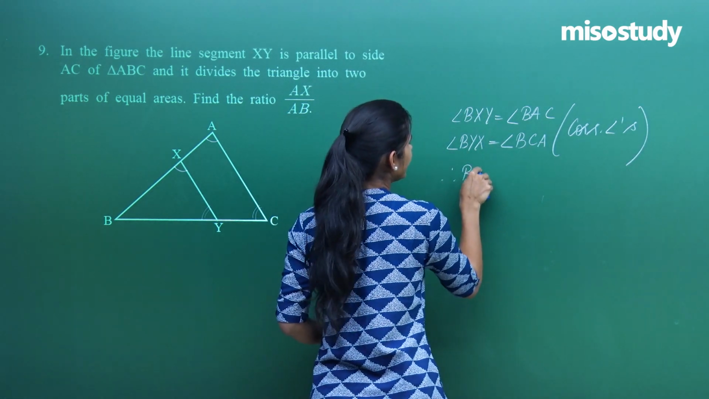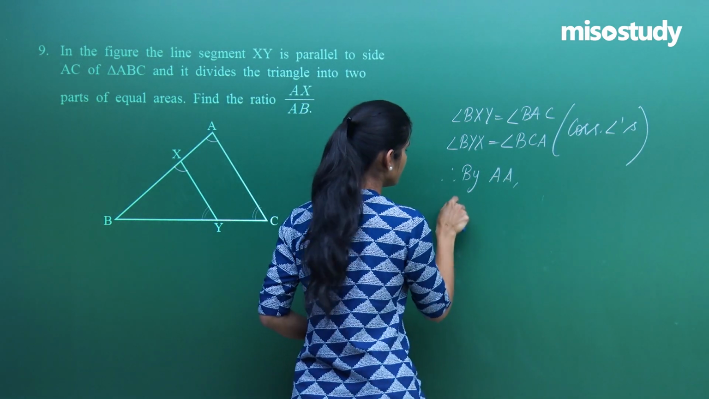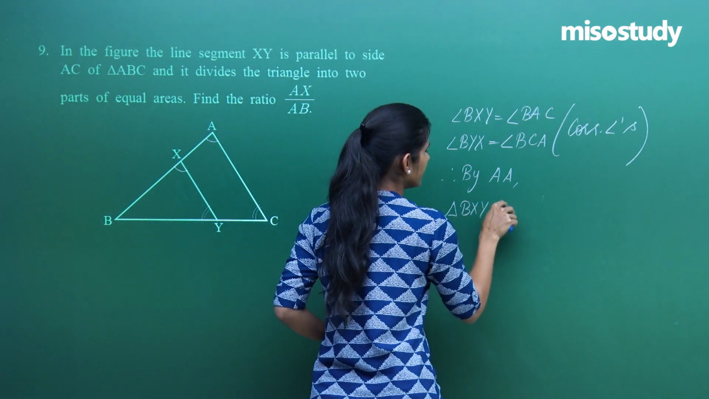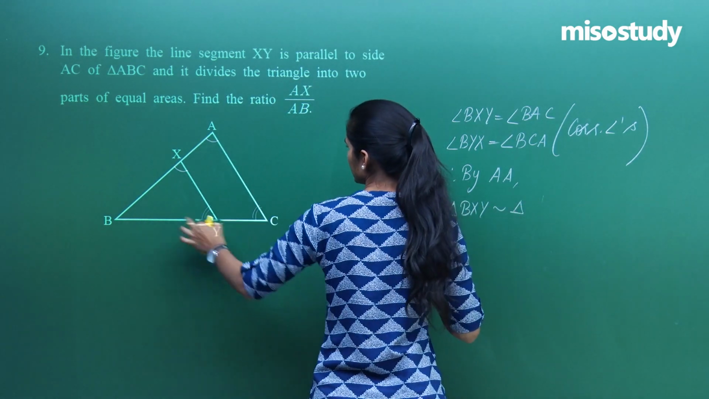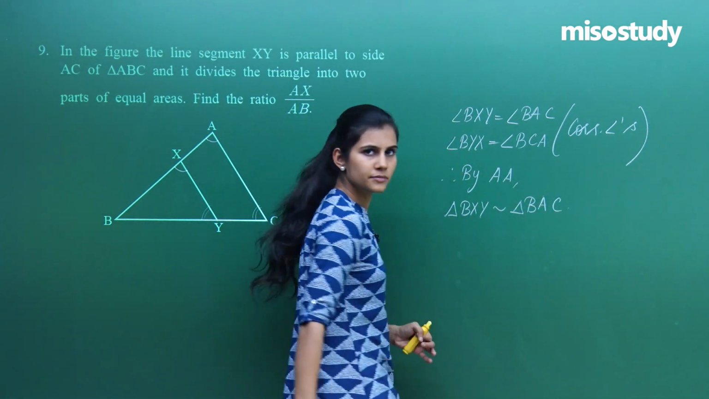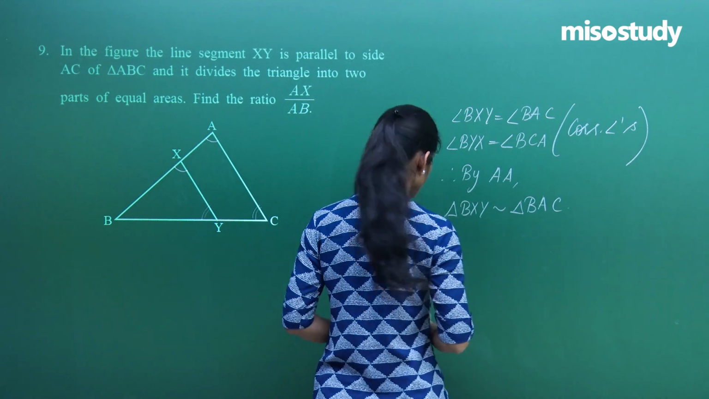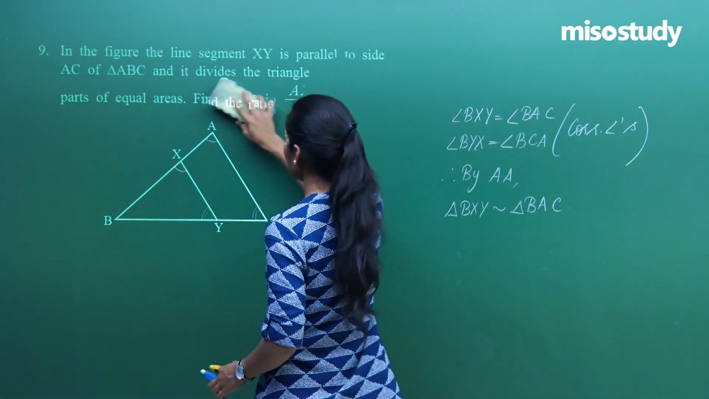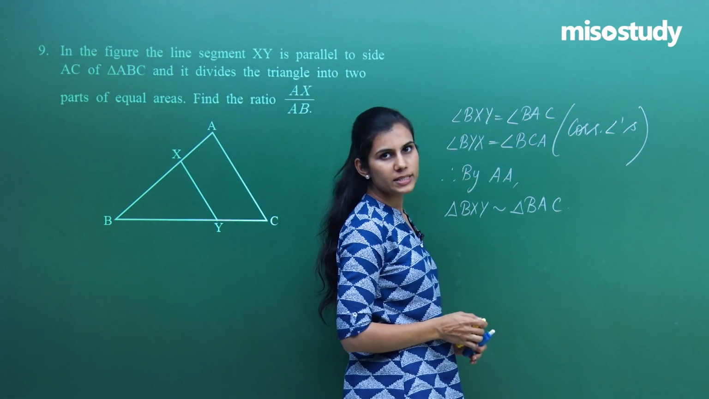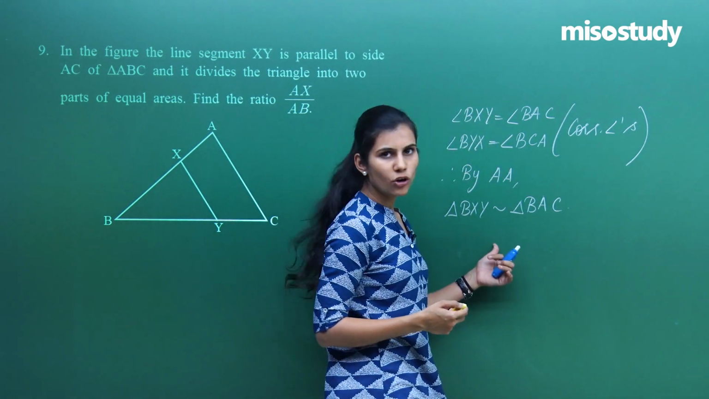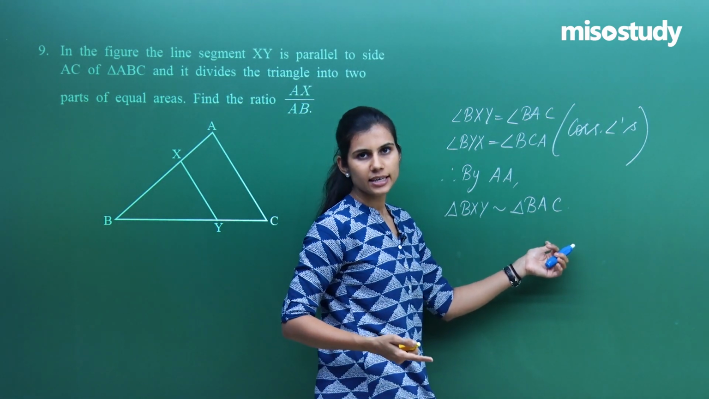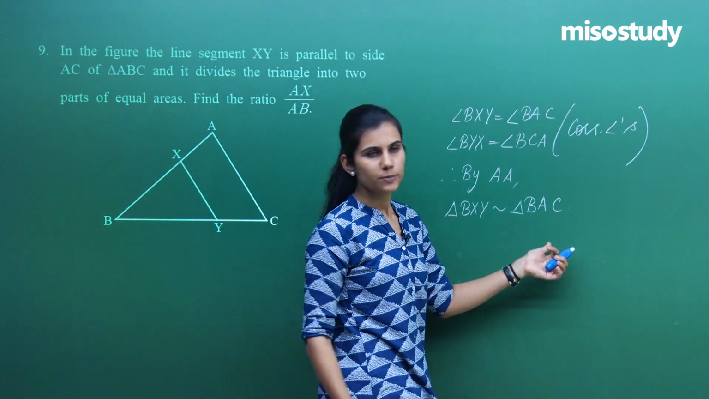Therefore, by AA similarity criteria, triangle BXY is similar to triangle BAC. The smaller one is similar to the bigger one. Okay? And so what is going to happen? Their corresponding angles will be equal and corresponding sides will be proportional, and beyond that we know that if I have two triangles similar, then the ratio of their areas is equal to the square of the ratio of any two corresponding sides.